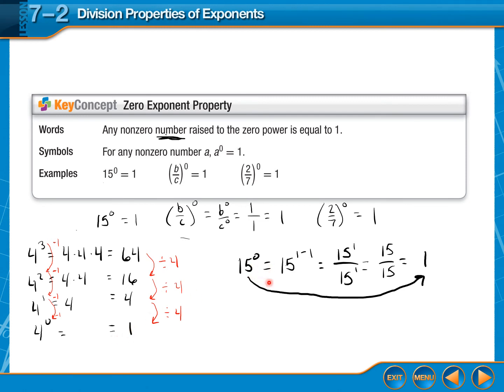You can also see it based on what we did with our properties of dividing exponents. Right? If I had 15 over 15, that's 1. Well, I can also show that as 15 to the first divided by 15 to the first. Subtract those exponents, which gives me 15 to the power of 0. So this and this are the same thing. So those are two ways to think about why anything to the power of 0 is equal to 1.